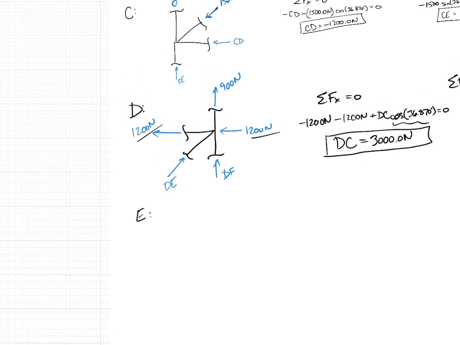Anyway, E. Okay, E looks like this. We've got 3,000 over here. We've got EF over here. All right, let's go ahead and draw these. We've got 900 coming down. We've got 3,000 going this way. We've got EF here. And I've got 2,700 right here.